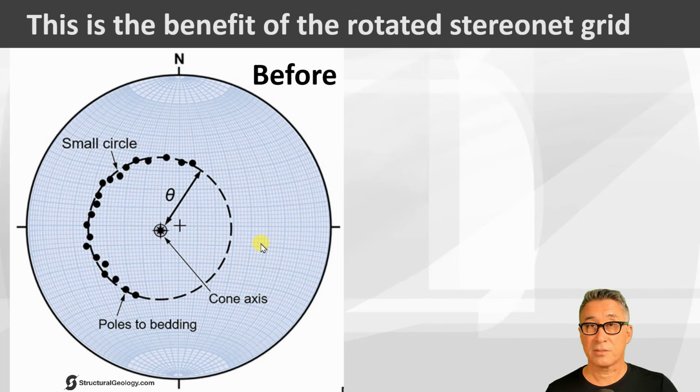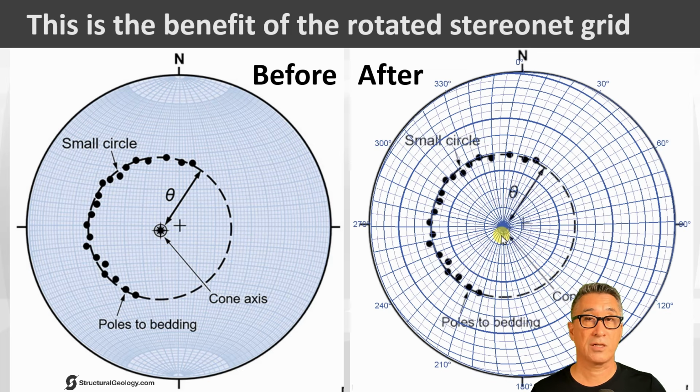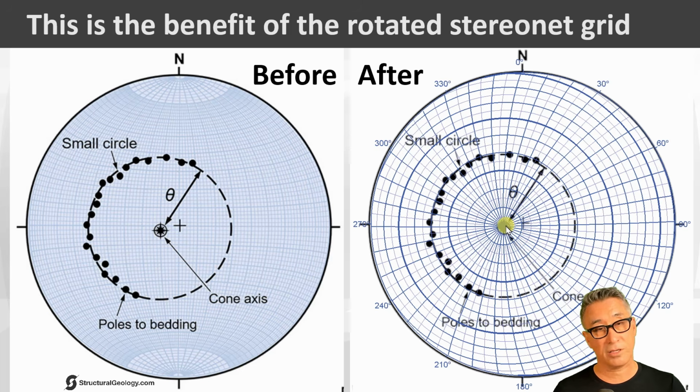Here's a small circle example, okay? You can see that. You can't do much with that grid. Here we have the rotated grid, and you can clearly see that the theta value is 40 degrees. You can read that off. You can also read the spread of the data. You can read it off straight off this grid. So it's an extremely useful grid system.